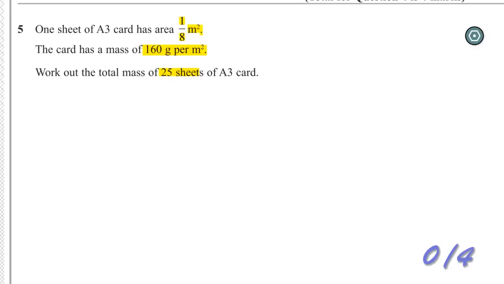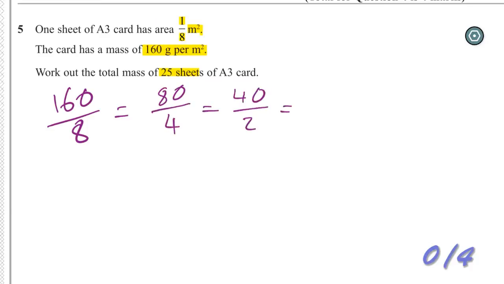So to figure that out, we're going to have a look at 160 grams divided by 8, an eighth of 160. A nice way of dividing by 8 is to half it, half it, and half it. Half it 3 times. Half of 160 is 80. Half of 80 is 40. Half of 40, 20. So each sheet weighs 20 grams.